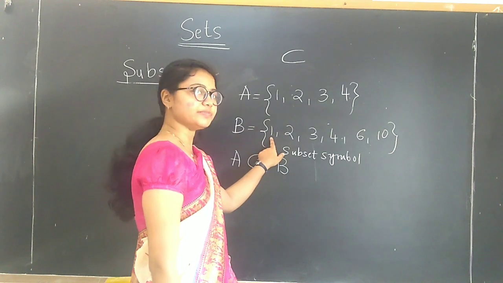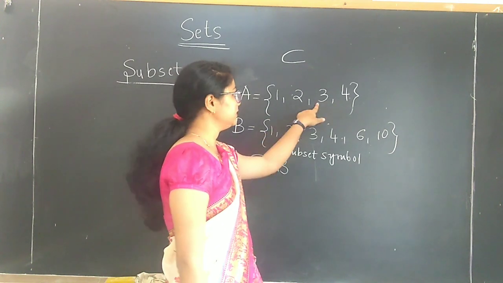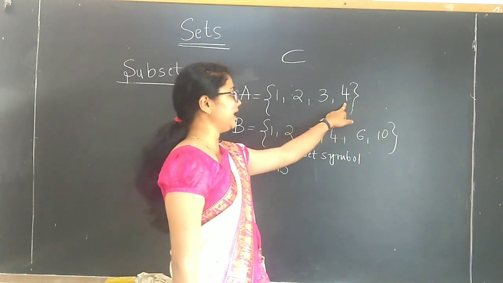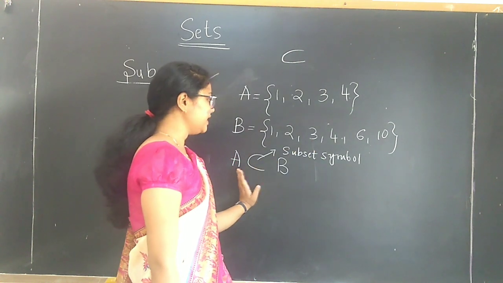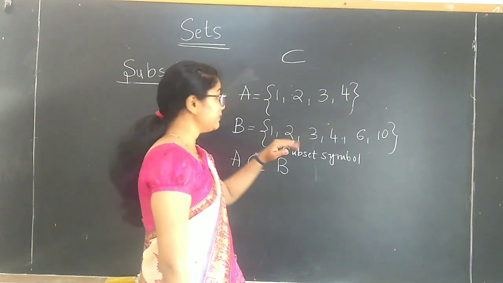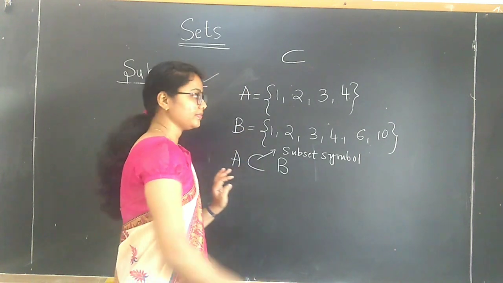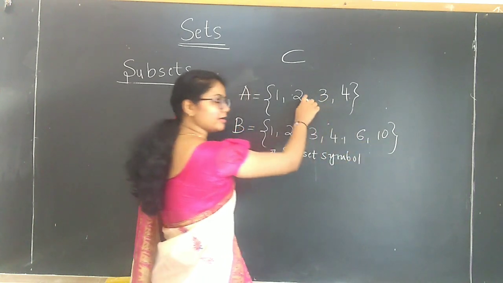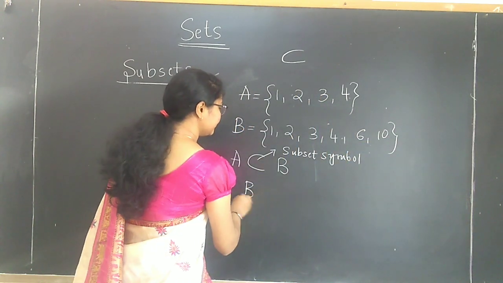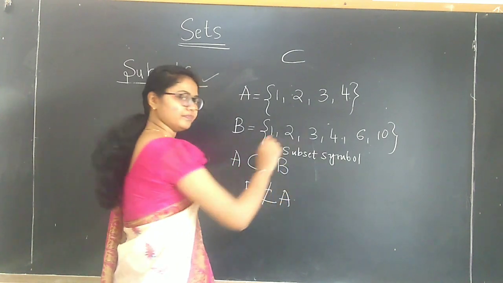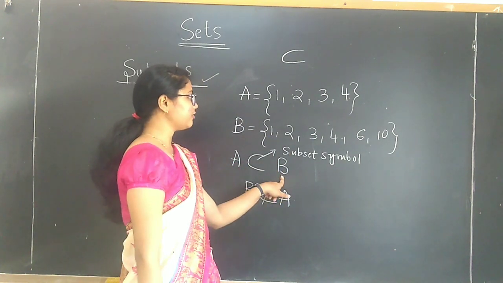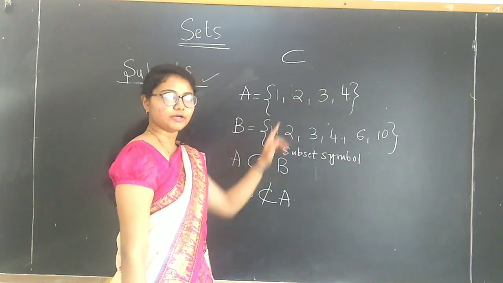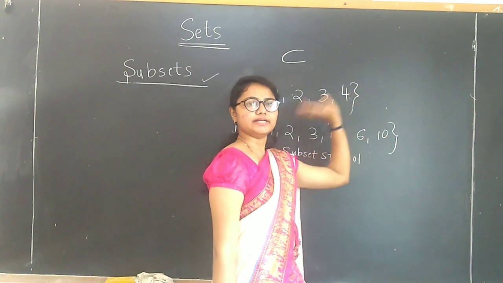So 1, yes, 1 is present. 2 is present. 3 is present. 4 is present. So every element of set A is present in set B. So A is called a subset of B. Okay, let me check the reverse. Is B a subset of A? 1, yes, present. 2 is present. 3 is present. 4 is present. But 6 and 10 are not present in A. Therefore, B is not a subset of A. Clear? So A is a subset of B because every element of A is present in B. But B is not a subset of A because 6 and 10 are not present in A.